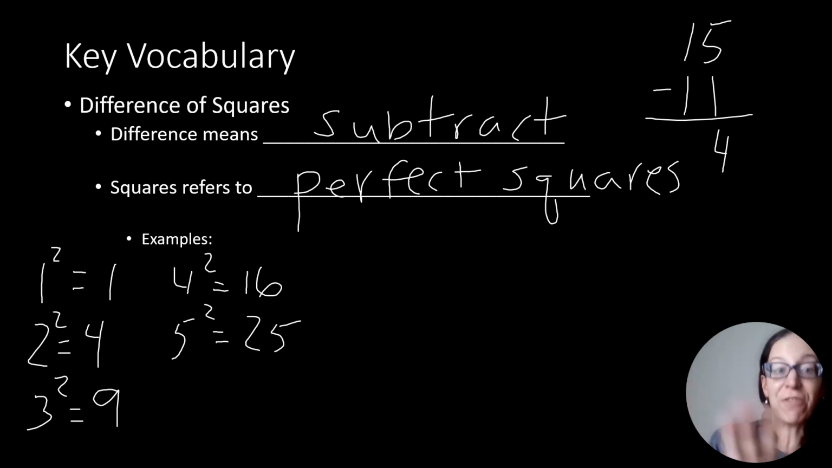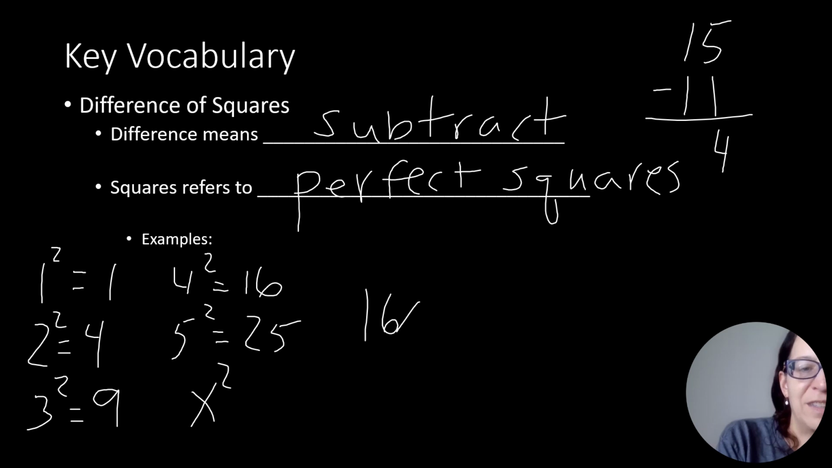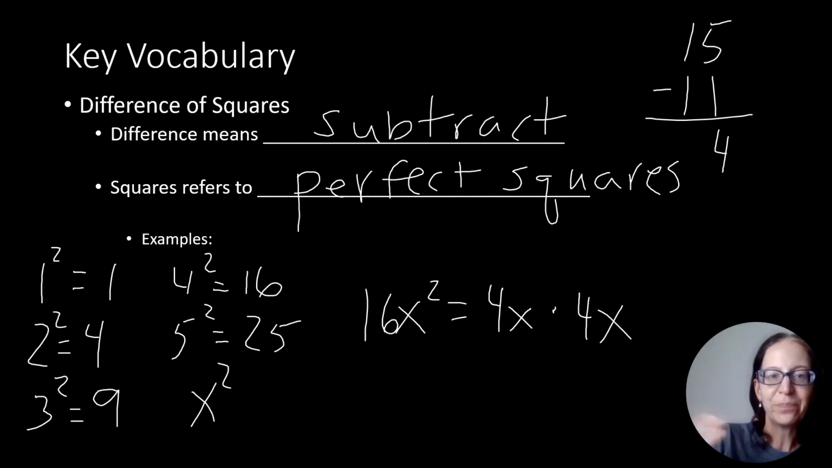Now, it generalizes. X squared is considered a perfect square. It is x times x. And also maybe something like this, 16x squared is considered a perfect square because it is the product of 2 perfect squares, namely the 4 squared and the x squared, or you could think of it as 4x times 4x.